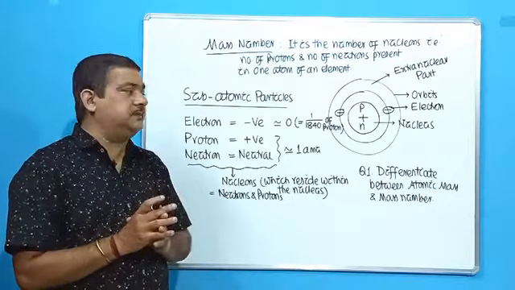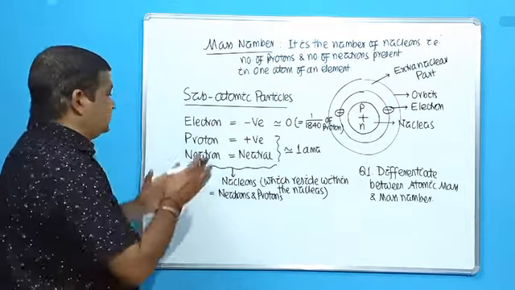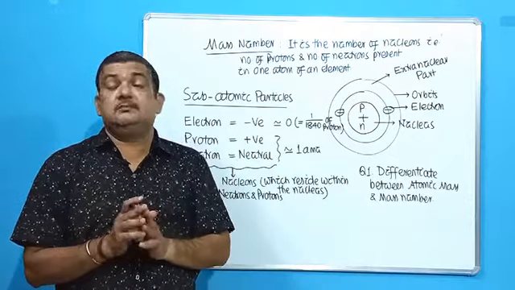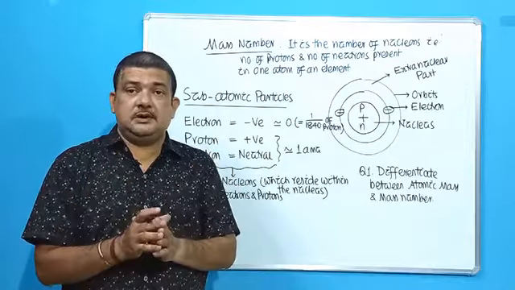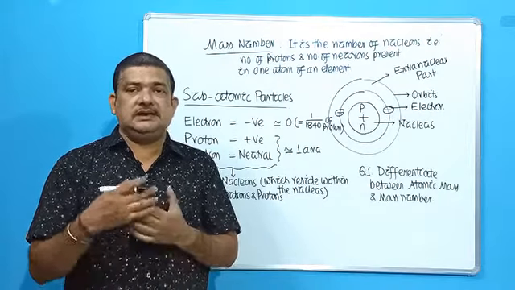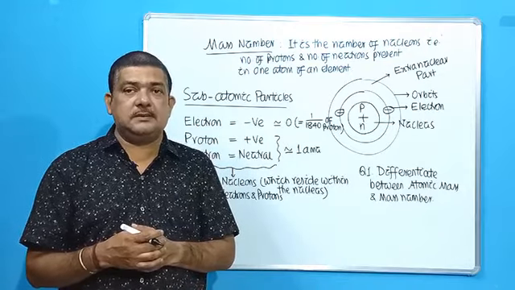So you have to write down what is the difference between these two. You have to make two columns. On one side you write atomic mass, and on the other side you write mass number. Then point 1 always will be the definition. I already told you the definition of atomic mass. It is the relative average mass of an atom as compared to 1/12 of C12 atom.